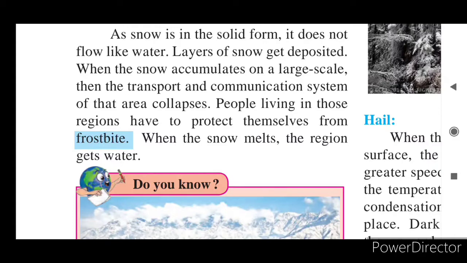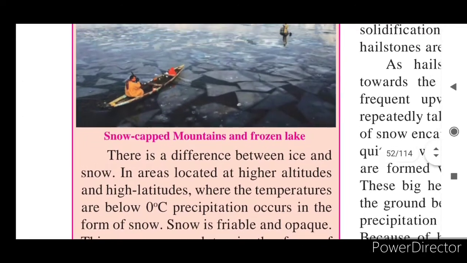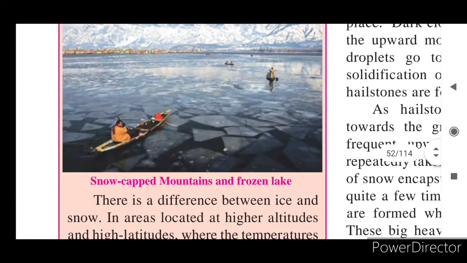So when snowfall is there, one layer will form, another layer will form. In this way many layers of snow will deposit at the place. But when it becomes heavy, at that time it collapses, and people have to protect themselves from frostbite. And when the snow melts, that region will get water. So you can see here the picture: snow capped mountain and frozen lake.